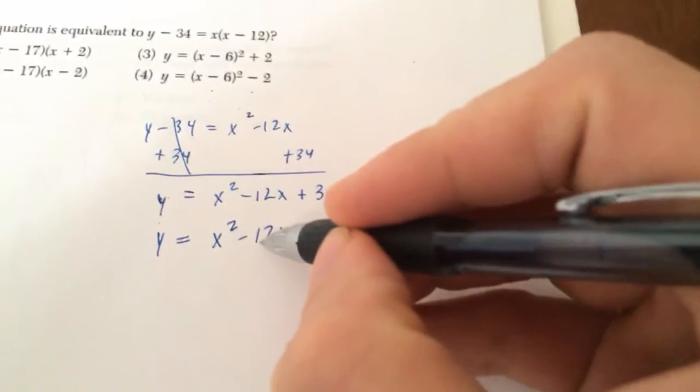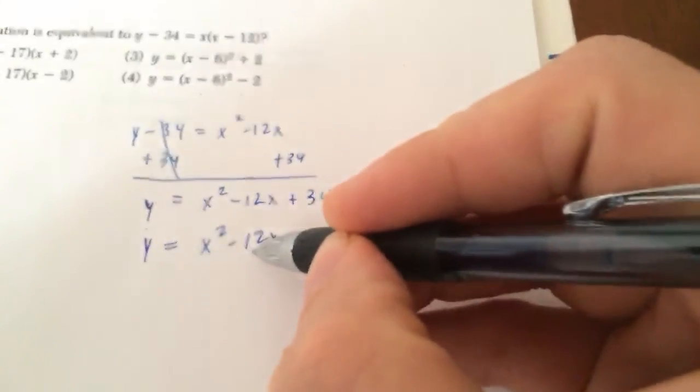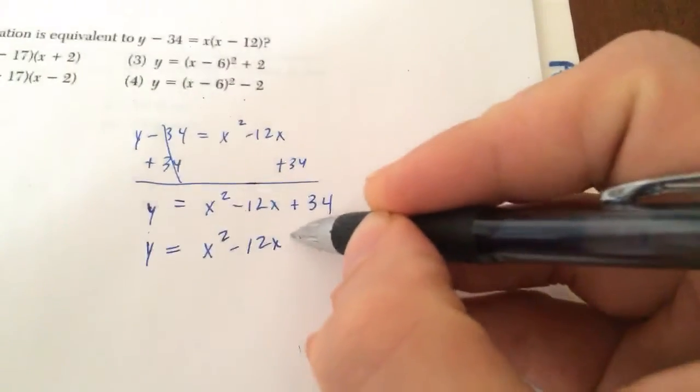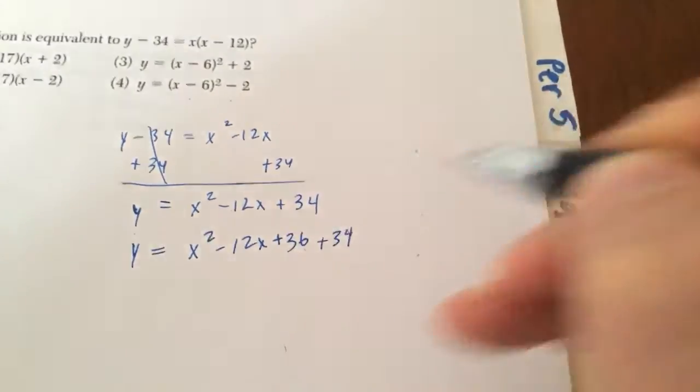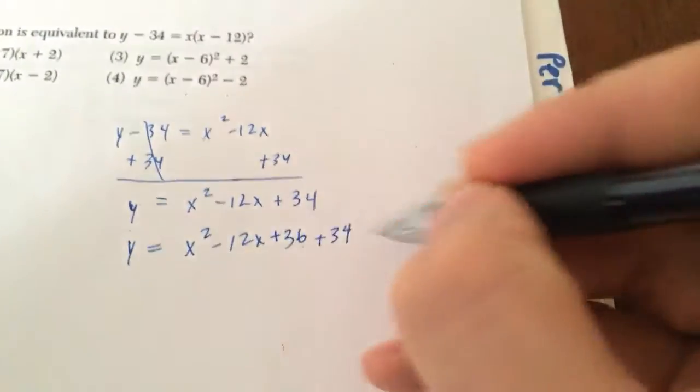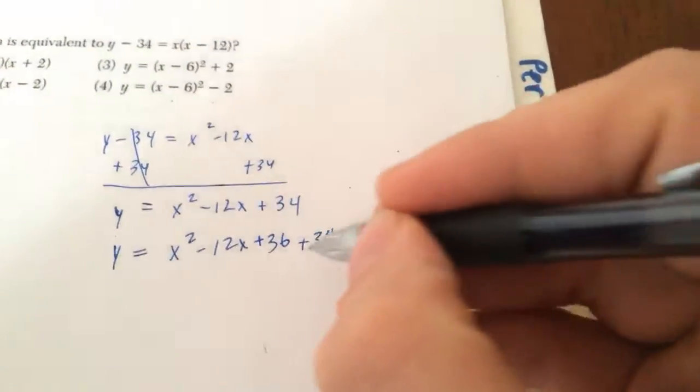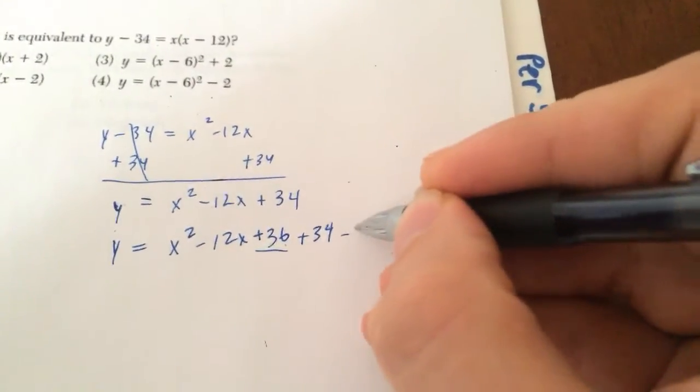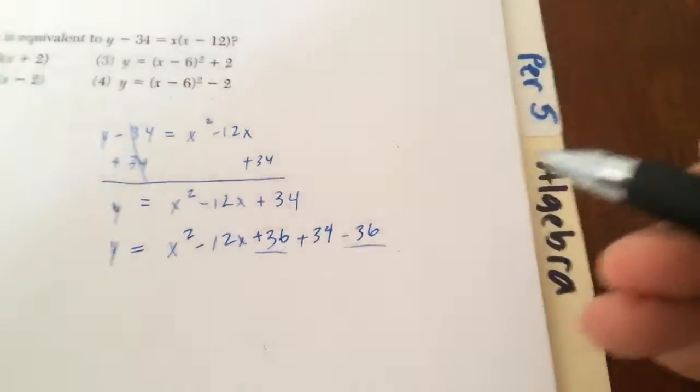Completing the square says I'm going to take half of this and square it. So half of 12 is 6, squared. So I'm going to insert 36. Since I'm on the same side of my equal sign when completing the square, I have to do minus 36.